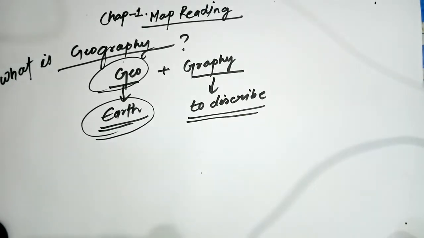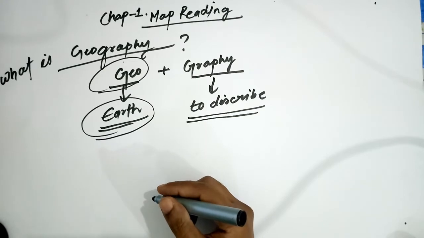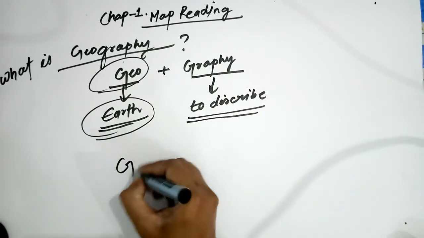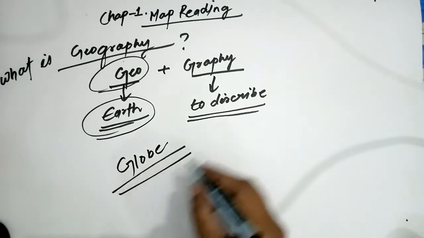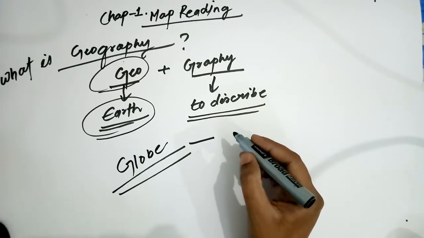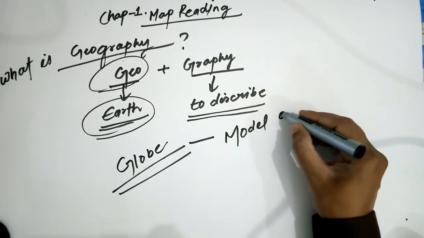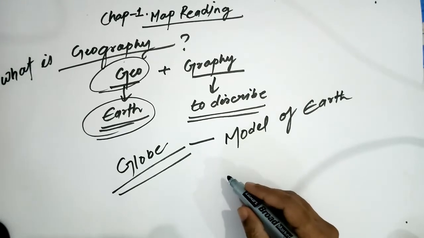So we use a model, because we cannot see the whole Earth. We have created a spherical model of the Earth, which is called a globe. A globe is a spherical model of Earth. So this is what a globe is.